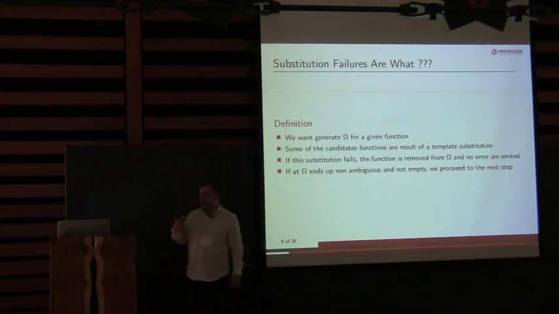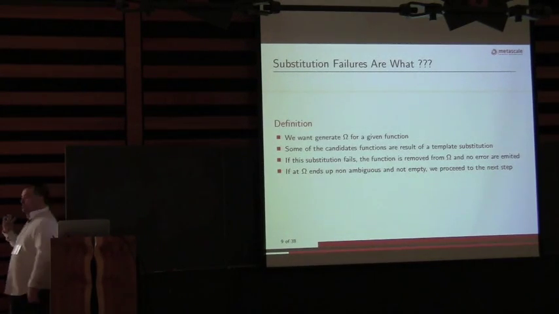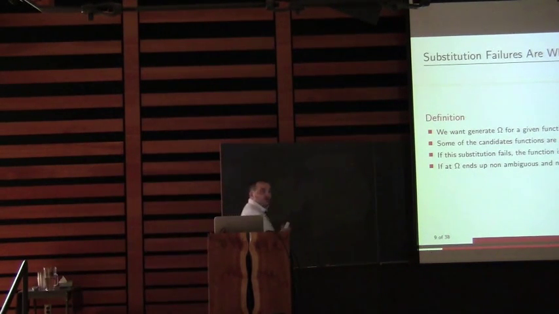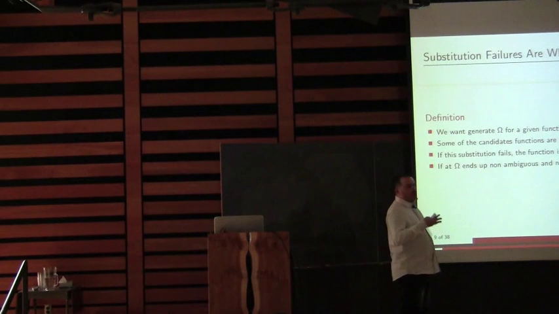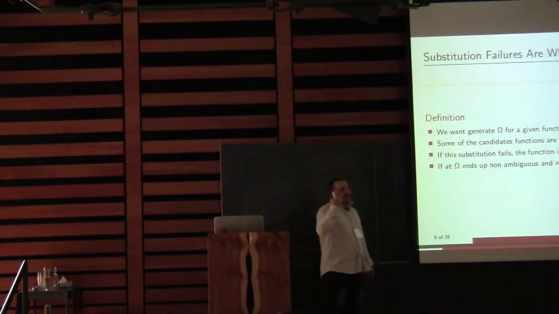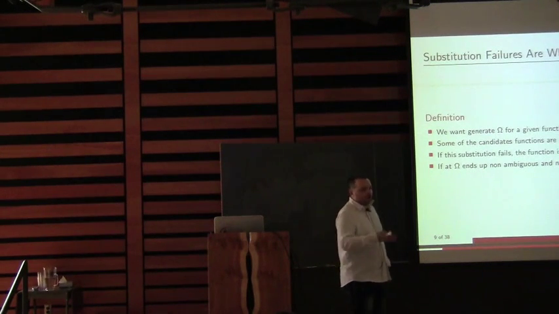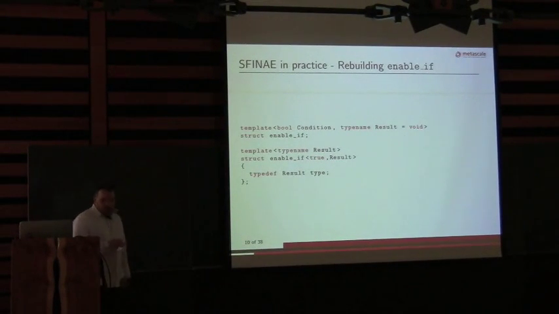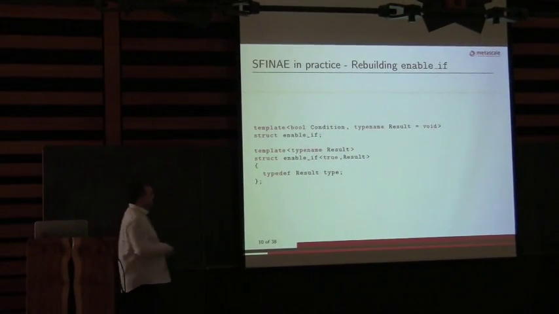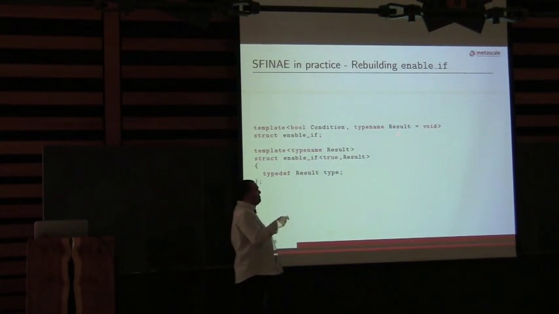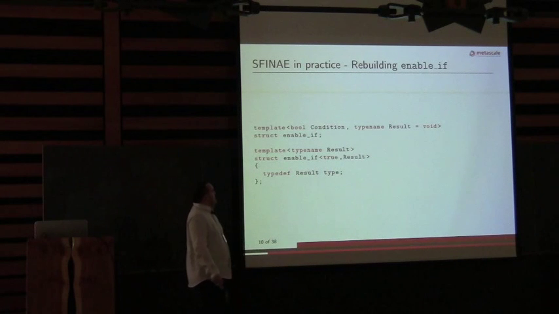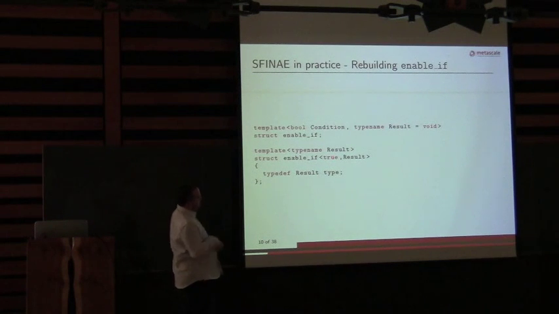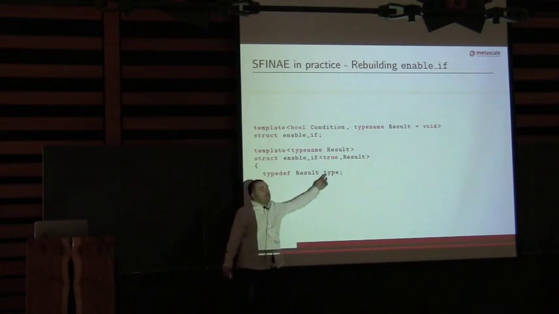So you can actually find a way to make a template function generate invalid code at some place in its definition, to remove it from the overload set. So a cool thing would be to ask: how can I make something that lets me fail this substitution whenever I want, in a controlled fashion? Well, we can write something like this, the good old enable_if, which is simply a struct that takes a Boolean condition and some type, which by default could be void. It's just declared, and it's specialized when the condition is true to just return the result type as an internal typedef.